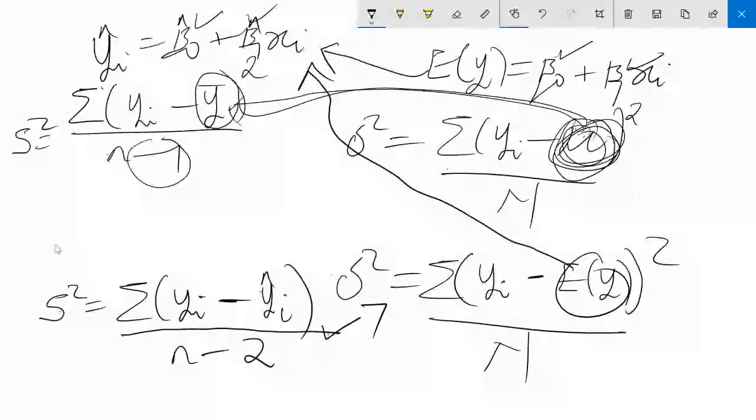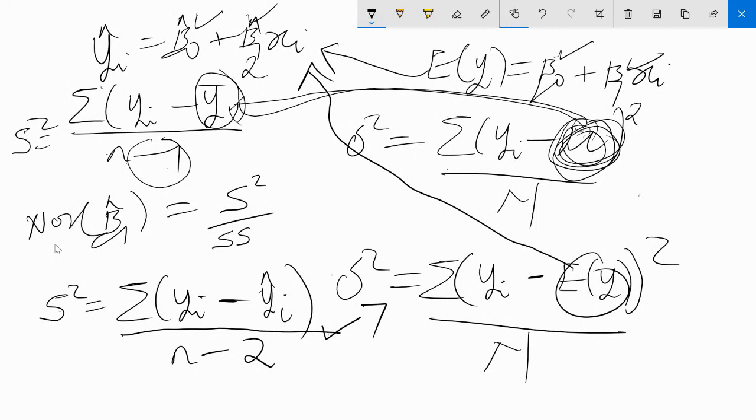Now one can estimate the variance of beta 1 hat using S squared over SSx. So one can estimate the variance of that using that. If you have sample data, you can use this formula too.